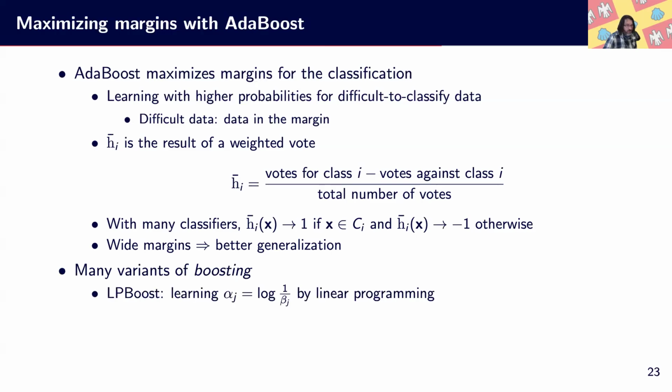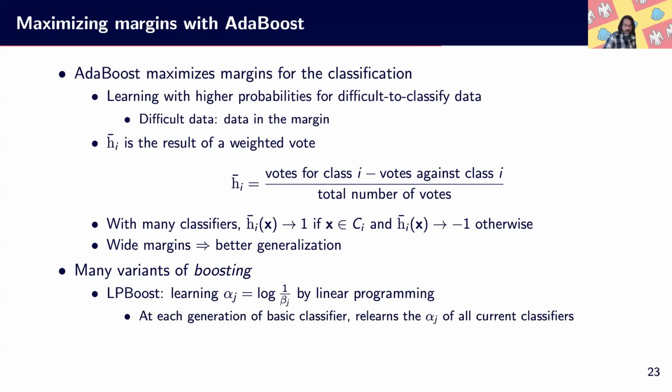There are many variants of boosting, and LPBoost is a case that uses linear programming. The idea is that at each generation, we relearn the alpha for all current classifiers, and that is really close to SVM in many aspects. So there is a connection between AdaBoost and SVMs. SVM is more about the geometric margin, while AdaBoost is more about the voting margins.